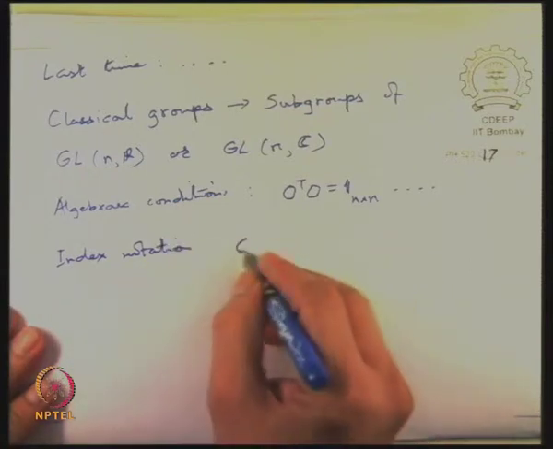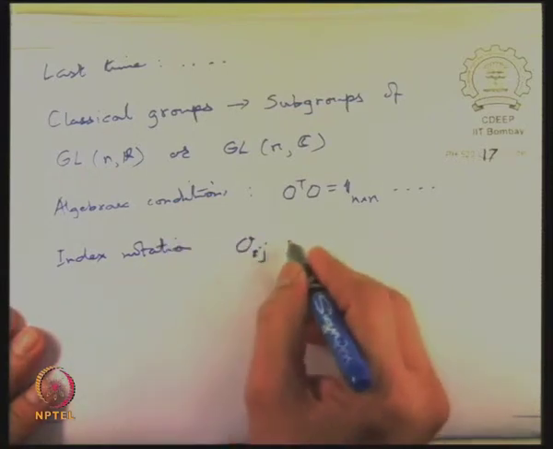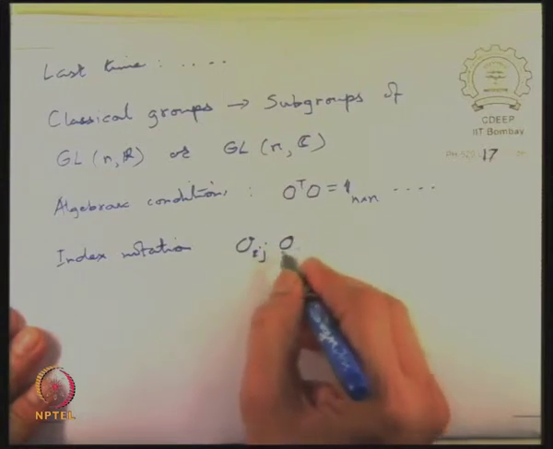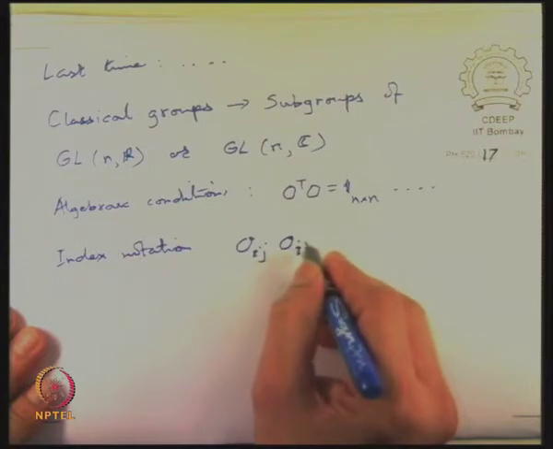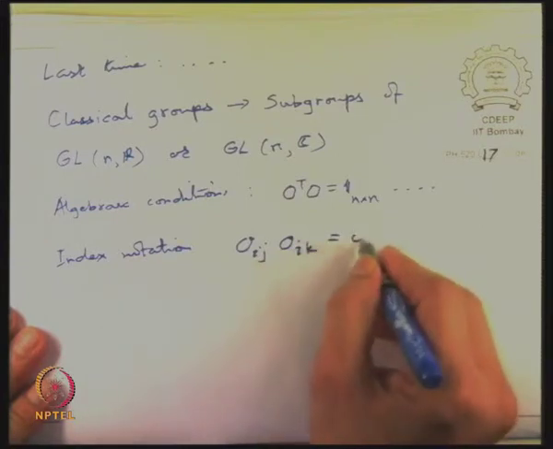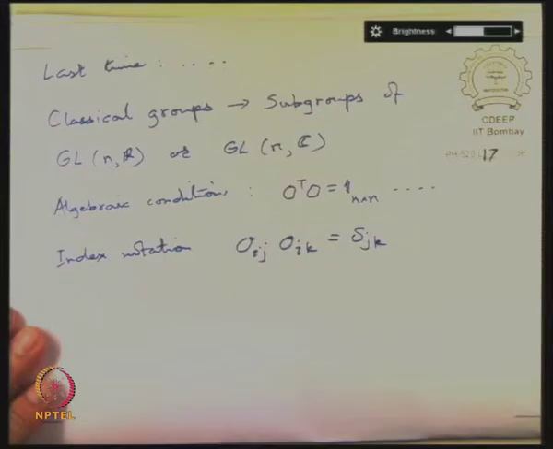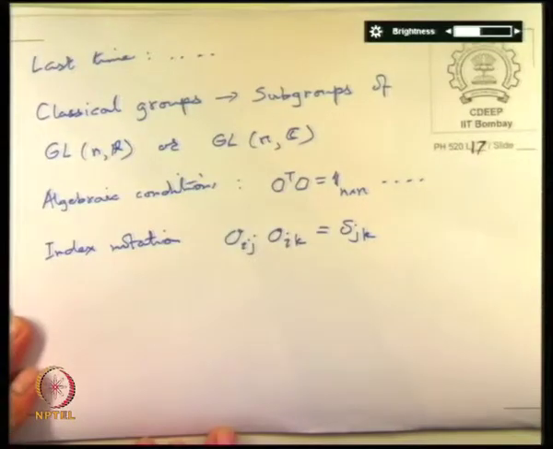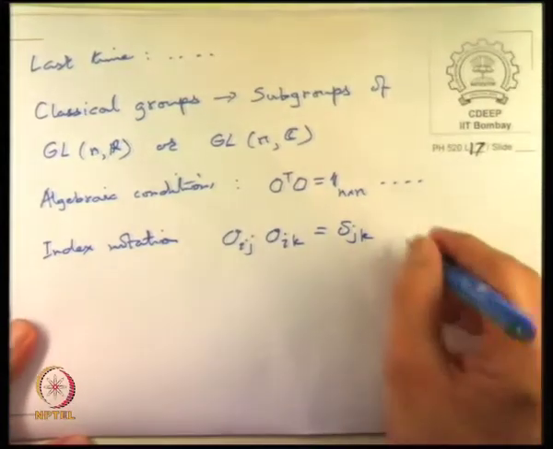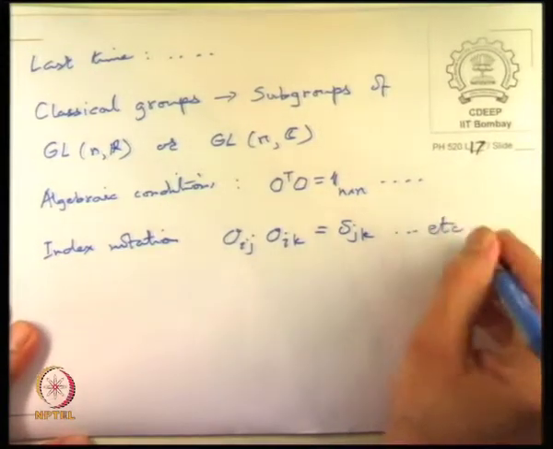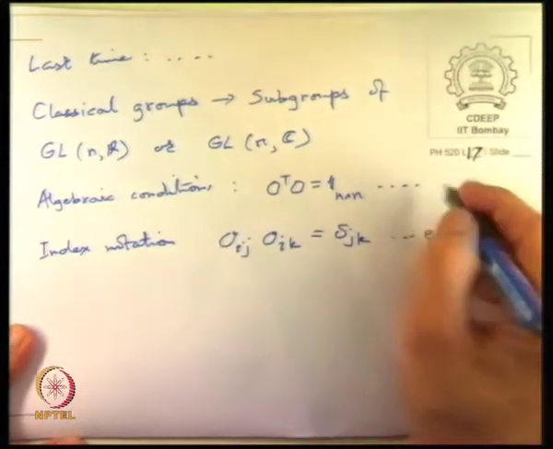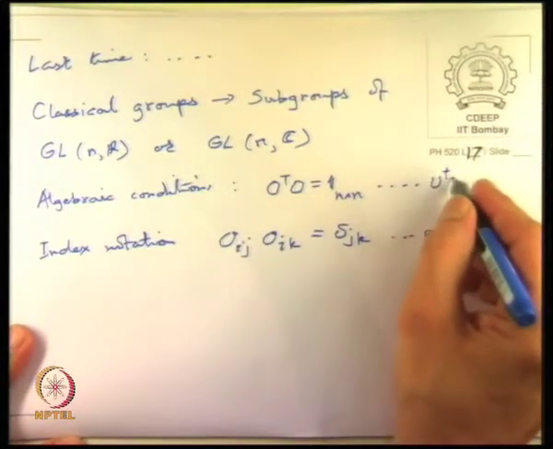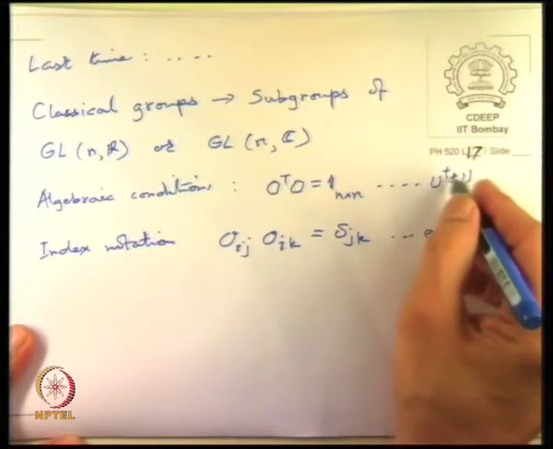which was that O_ij O_ik equals delta_jk. Something like this, etc. Because we had the unitary things also. So if you want, I write U dagger U equals 1, U dagger U.